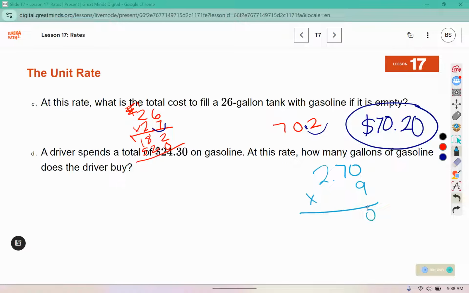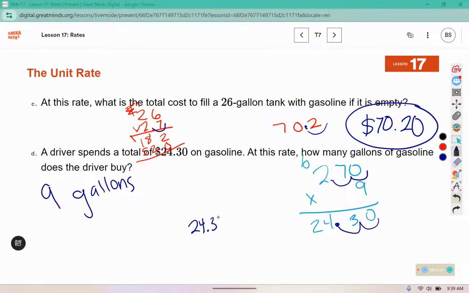9 times 0 is 0. 9 times 7 is 63. 9 times 2 is 18. Plus 6 more is 24. We had 2 decimal spots in the question, so we need 2 in our answer. So they can buy 9 gallons. The way we could figure this out by working backwards is $24.30 divided by 2.70, and that would also give us 9.